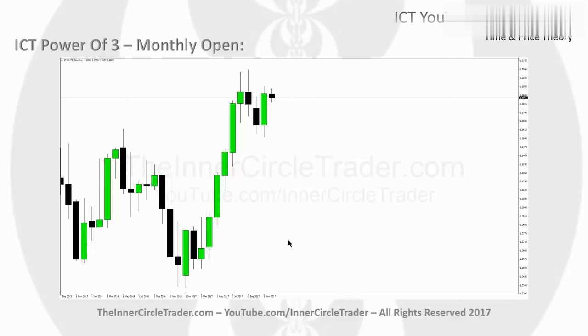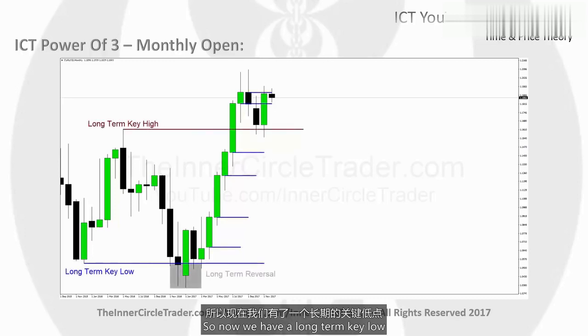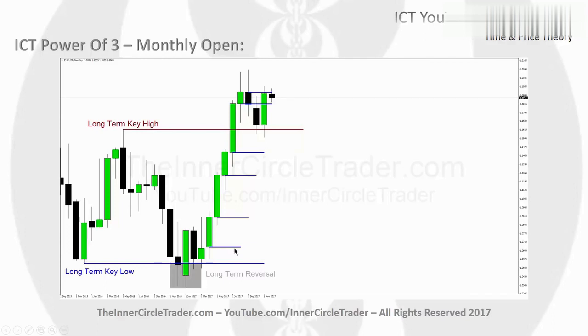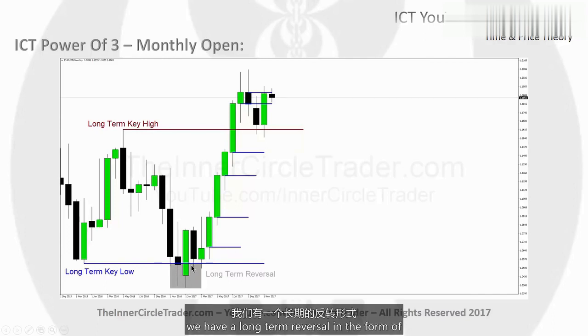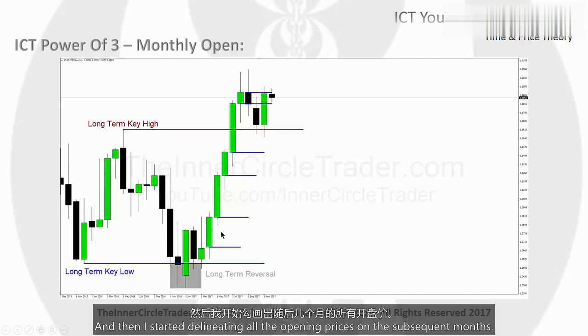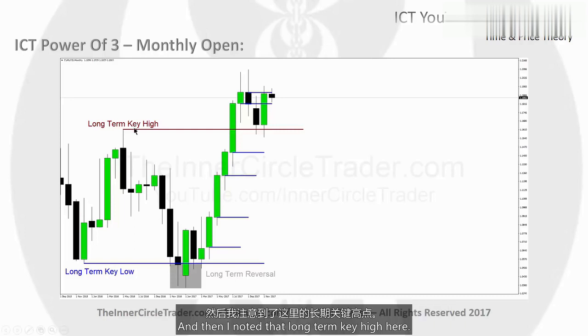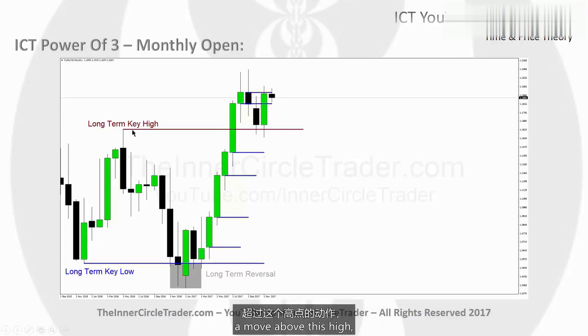So with those ideas in mind, let's add some lipstick to this chart. So now we have a long-term key low here, and we have a long-term reversal in the form of a false break below. A swing low forms, and then I started delineating all the opening prices on the subsequent months. So every one of these candles represents one full month's data. And then I noted the long-term key high here. So we will be looking for, down here, a move above this high, which if you think about it, is a lot of pips.